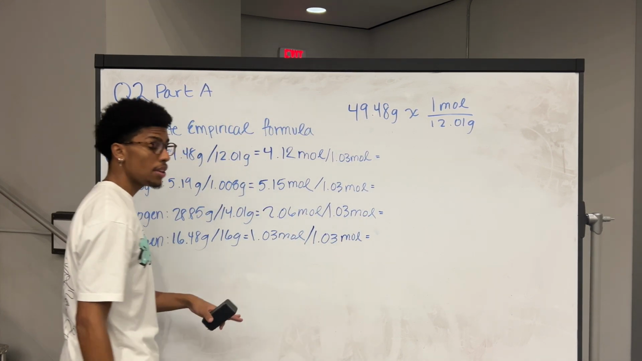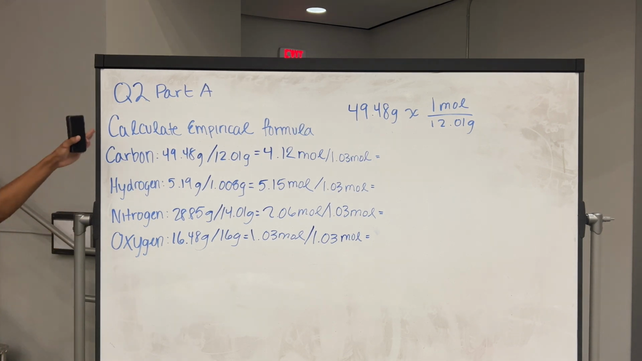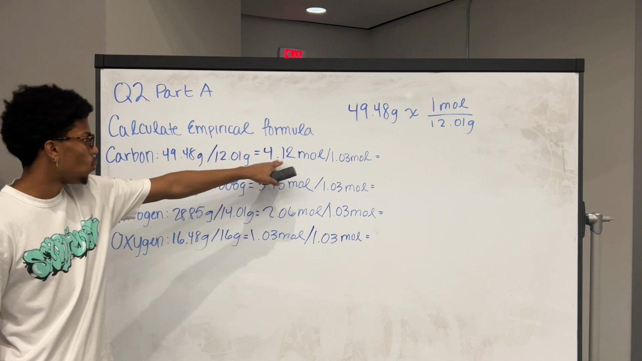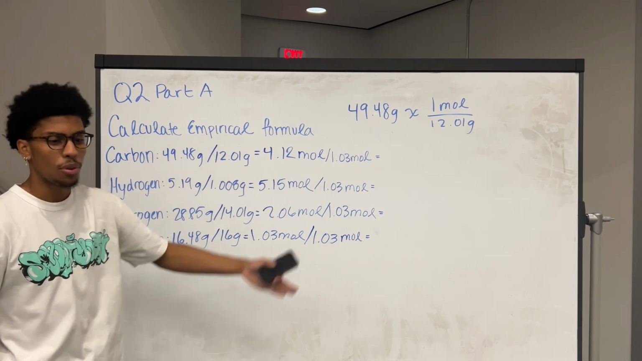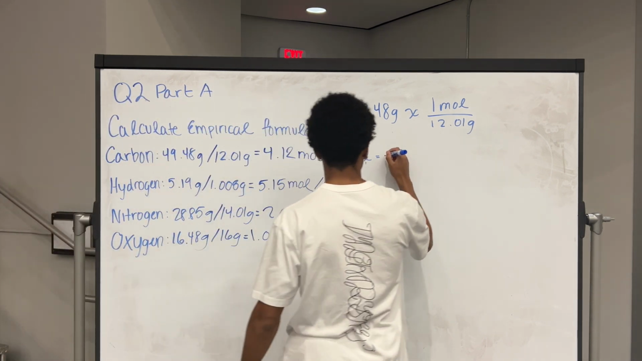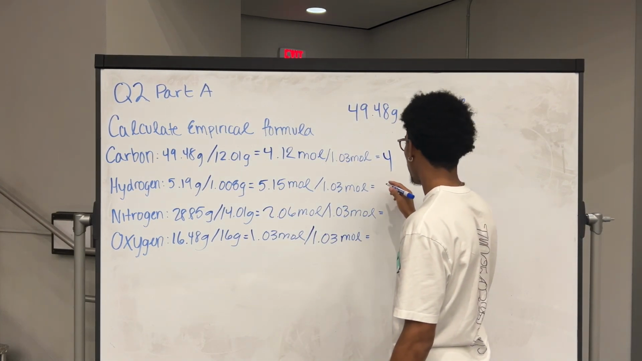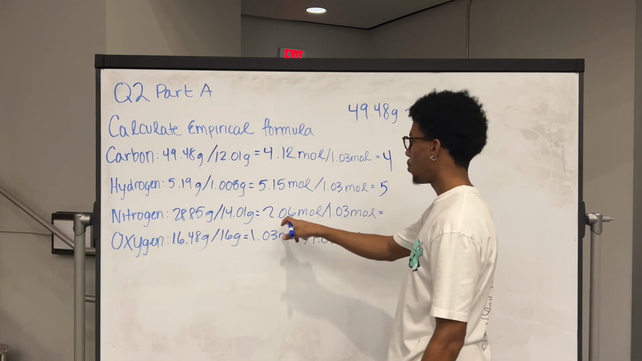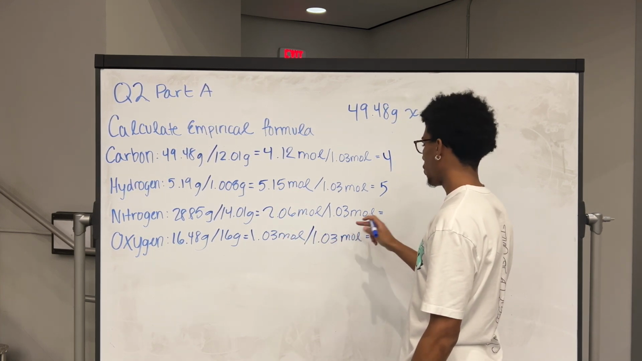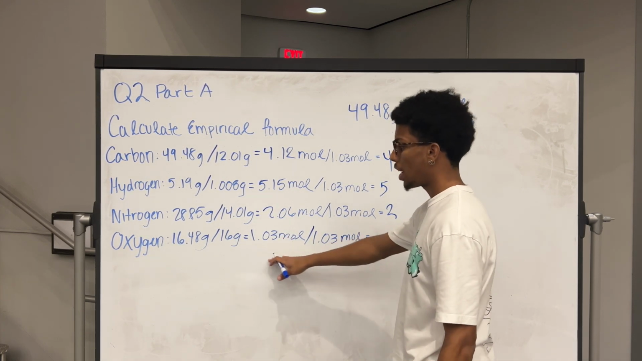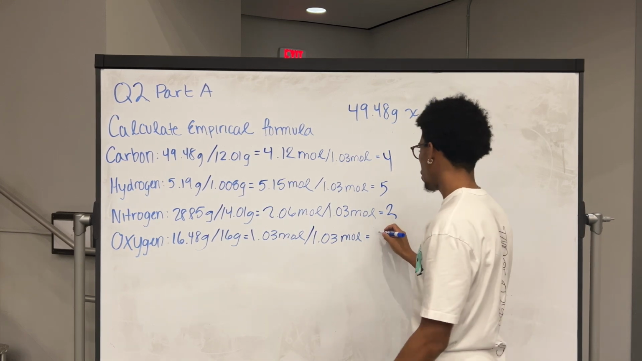And this is going to give you the subscript for your chemical formula. So if you do 4.12 divided by 1.03, you're going to get 4. If you do 5.15 divided by 1.03, you're going to get 5. 2.06 divided by 1.03, you're going to get 2. And anything divided by itself is obviously just 1.